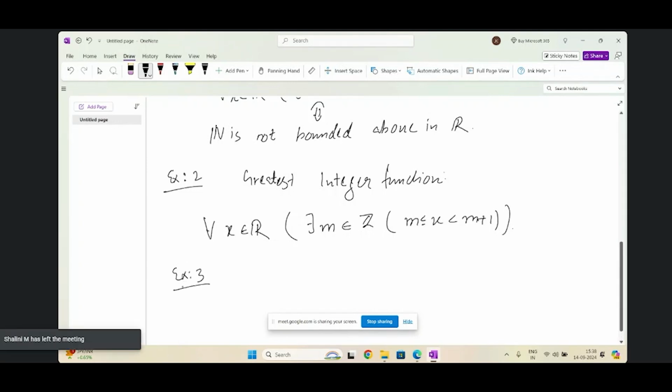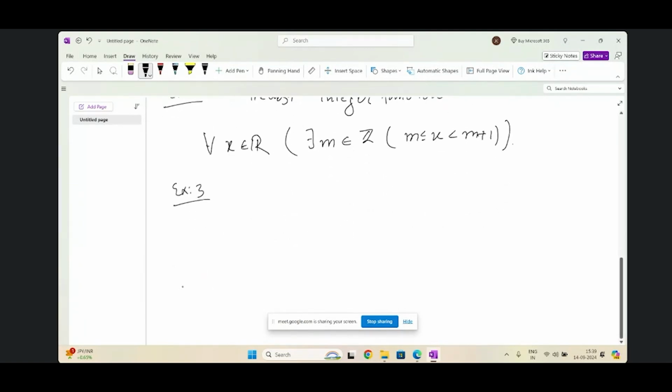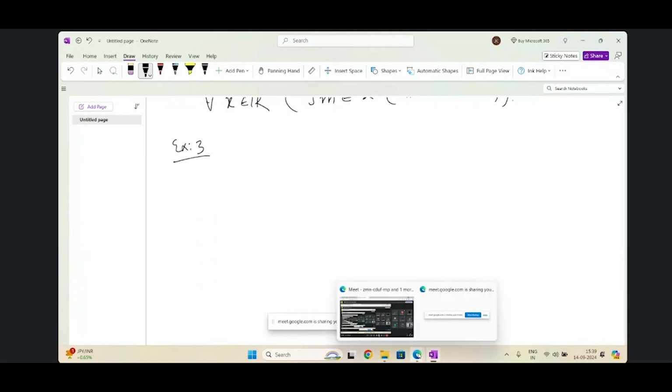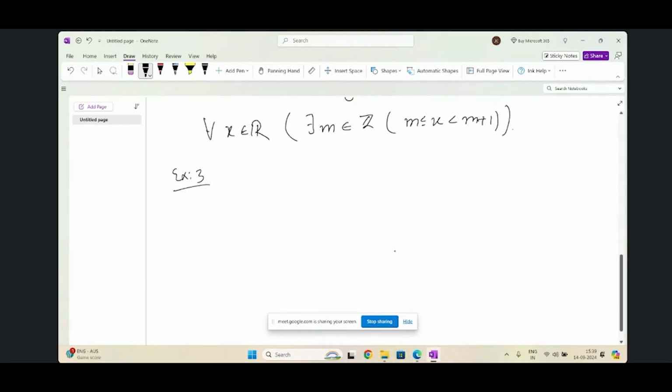I'm not going to discuss the proof of these examples. I will discuss only the proof of one theorem. So before that, I wanted to have some examples which will help you to understand which theorems use the LUB property directly or indirectly. Jatin, can you scroll up the screen?